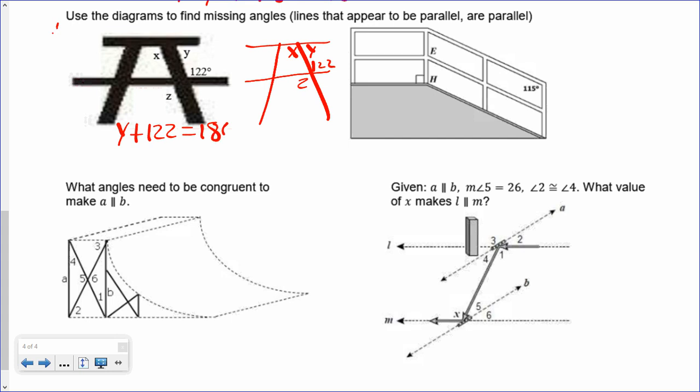They're supplementary, so if you do 180 minus 122, y is equal to 58. Cool. All right, which variable do you want to do now? X? What's the relationship? Z? Okay, fine, Z. The relationship between Z and 122? Vertical? Yes. So Z is good.